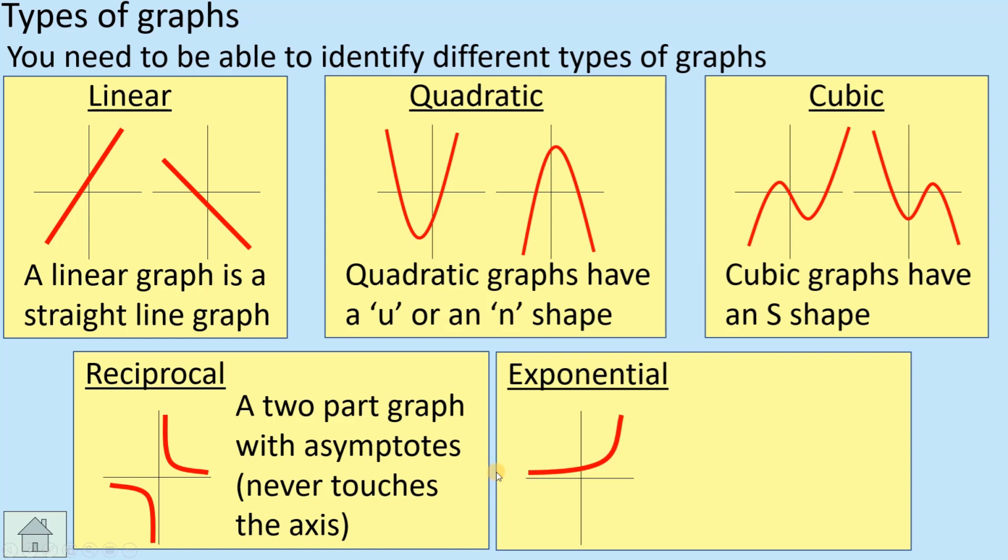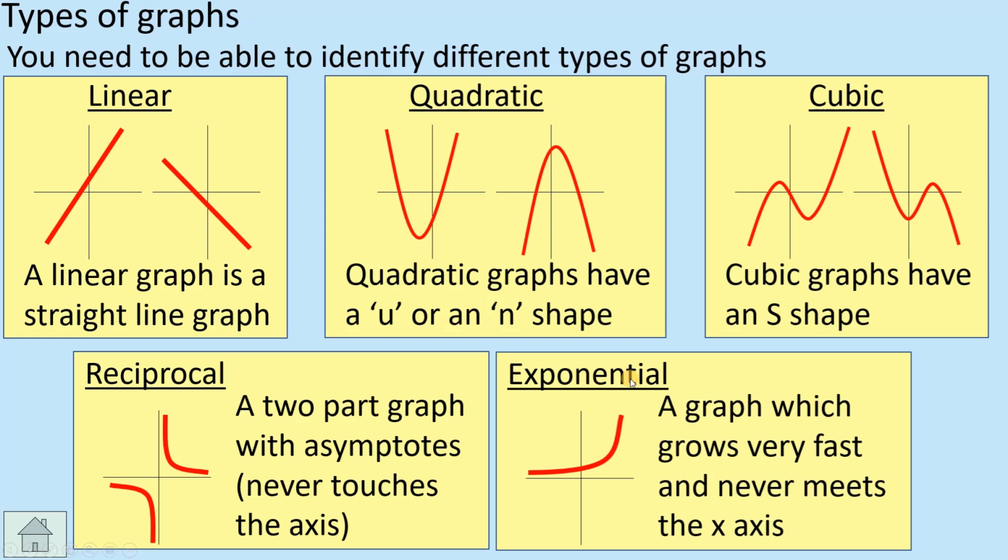So it'll never reach the x-axis, because it'll always give you some value for y, just a very, very small one. And if I said 5 to the power x, no matter what my x value is, it gets bigger and bigger. Obviously, it's going to balloon up, growing exponentially. So a graph which grows very fast and never meets the x-axis can never be negative. Okay, so there are your first 5 types of graphs.